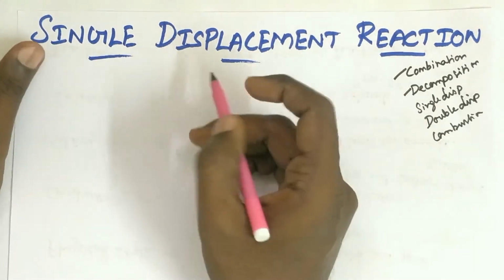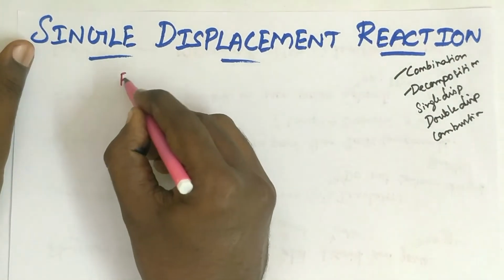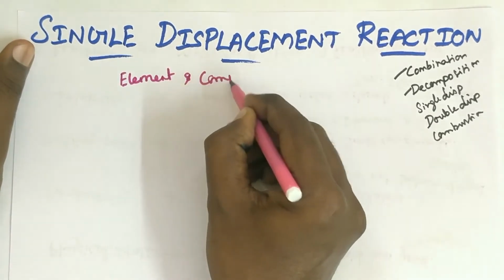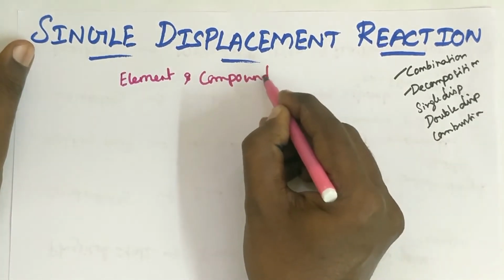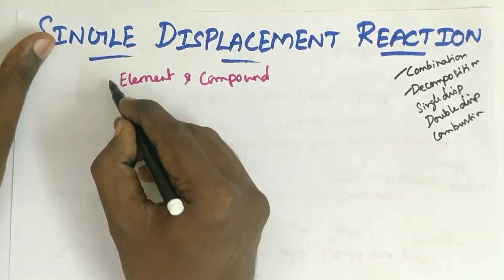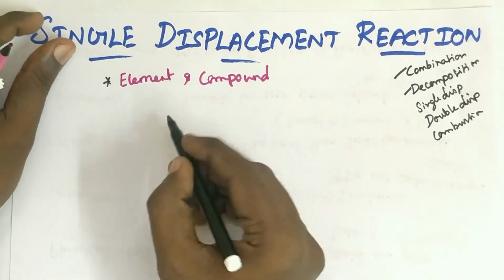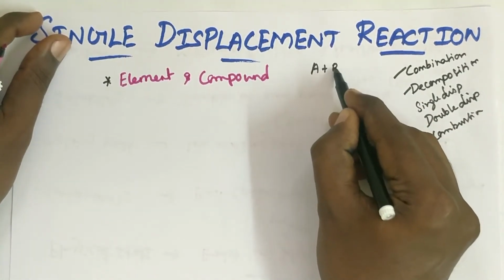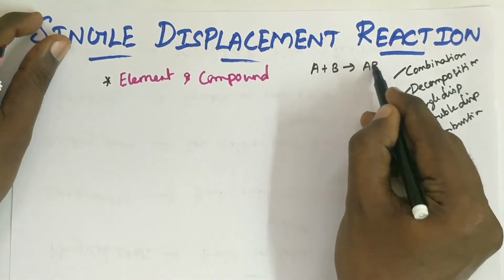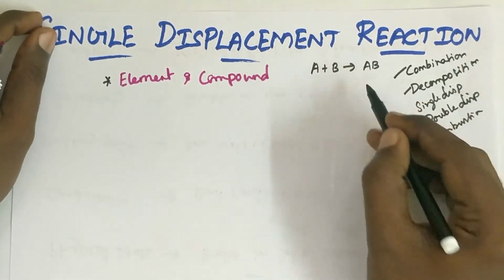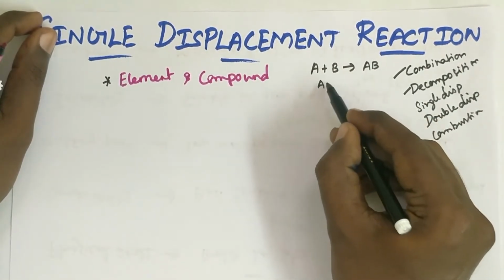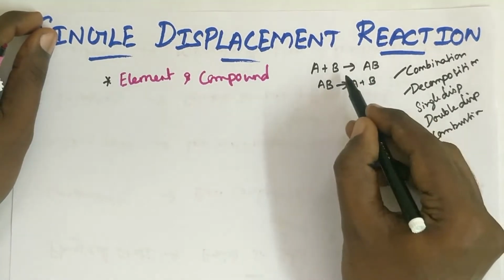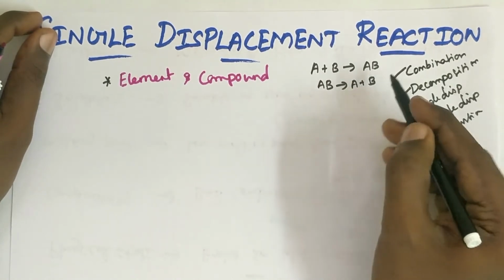In a single displacement reaction, it is possible only between an element and a compound. Next, the general example. For combination, A plus B gives AB. That means two reactants combine to form one product. In case of decomposition, one reactant AB gives two or more products. That means the reverse of combination is the decomposition reaction.